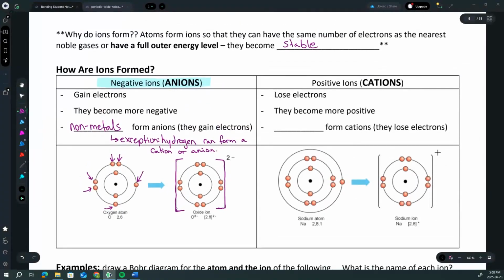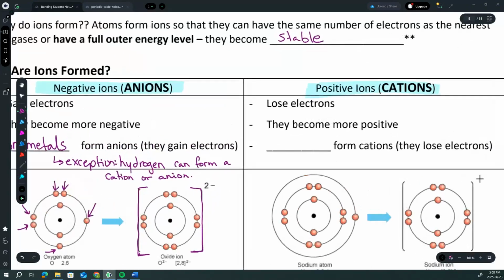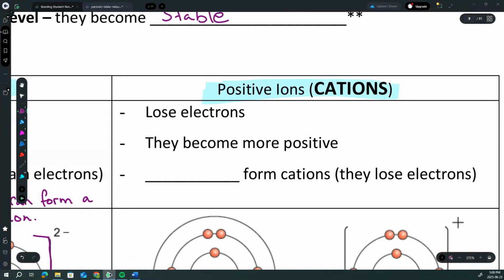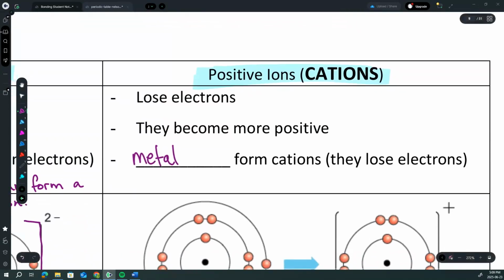The other type of ion that can form are positive ions, also known as cations. These are formed by atoms losing electrons. Again, remember, electrons have a negative charge, so if you lose a negative charge, you become more positive. The types of elements that are going to form cations are metals. Again, the exception is going to be hydrogen, because it can form a cation or an anion, but hydrogen isn't a metal. It's a nonmetal.